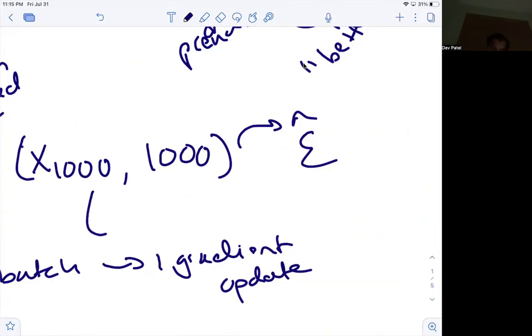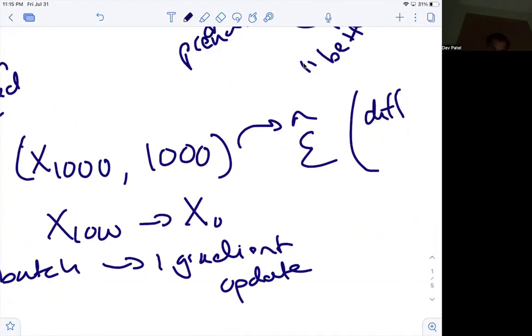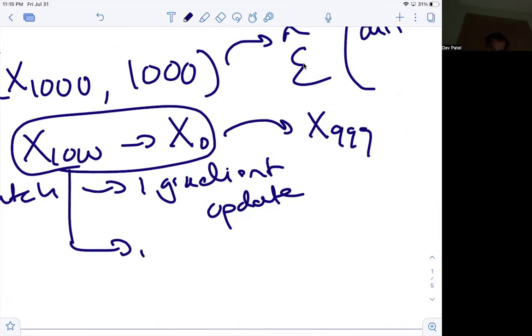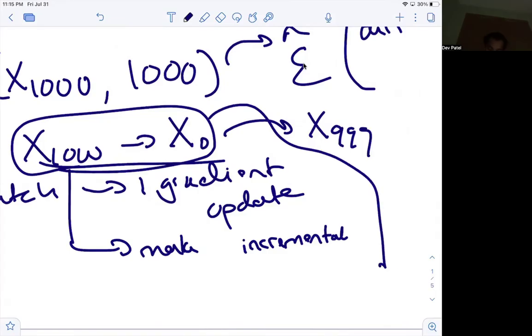Now, we then use the reverse diffusion equation to go from x1000, and then it goes back to x999. Because we don't want to go directly to x0, we want to make these adjustments very incremental, so that we remove a little bit of noise at each time step. If we remove the entire noise, we might overshoot something.